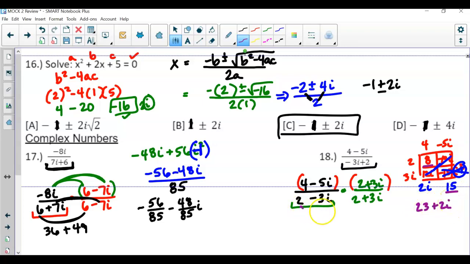Then here we go again. 2 times 2, which is 4, and we're going to always add. And then 3 times 3, which is 9. So 4 plus 9 is 13. Then, of course, we can write this also as 23 over 13 plus 2 over 13i.